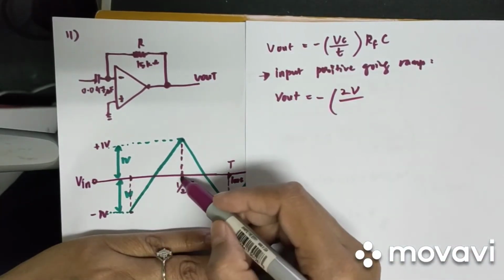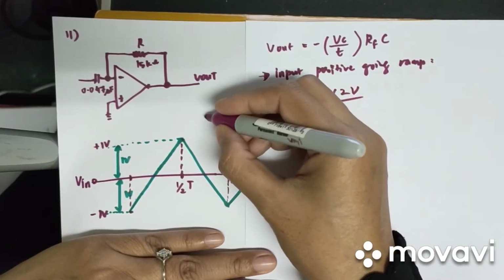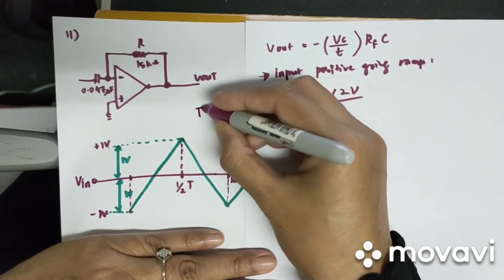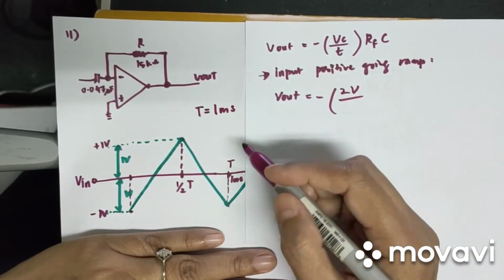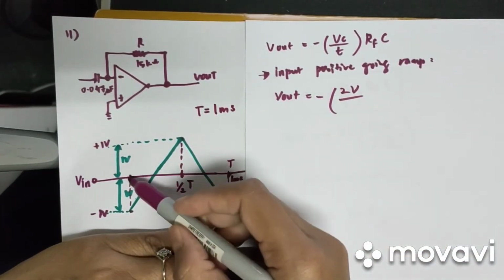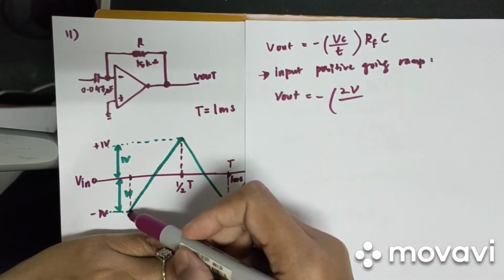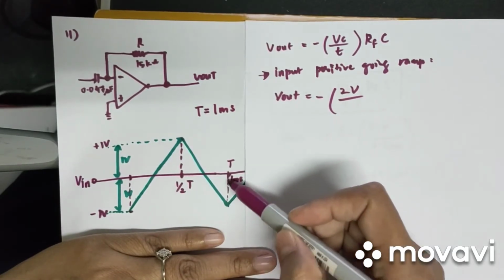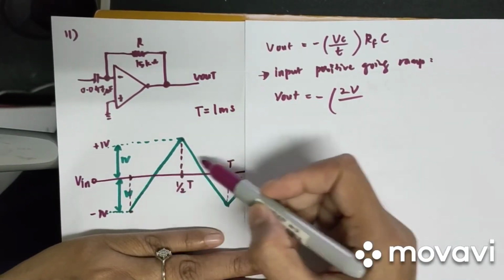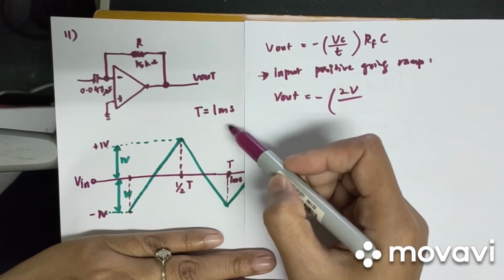How much is the time taken? From the question, it is given that the period T equals 1 millisecond. So this is the period, from this point to this point, for one complete cycle of positive going ramp and negative going ramp. This is one complete cycle and this is one period. The period is given as 1 millisecond.